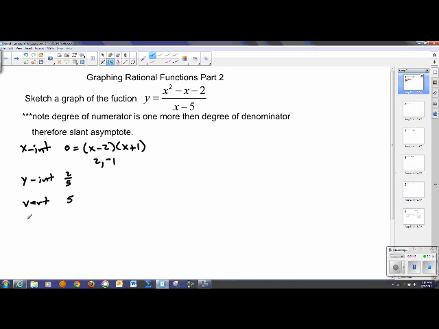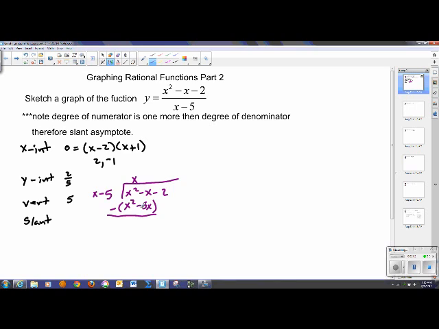And now we're going to need to calculate a slant because our degree of the numerator is one more than the degree of the denominator. In order to do this, we're going to have to use long division. So if we go way back to Algebra 2 and divide x minus 5 into x squared minus x minus 2, we remember we say x times what equals x squared. Well, that's an x. Multiply this term by the binomial out in front, we get x squared minus 5x. And just like back in 4th grade, we subtract all that stuff out.